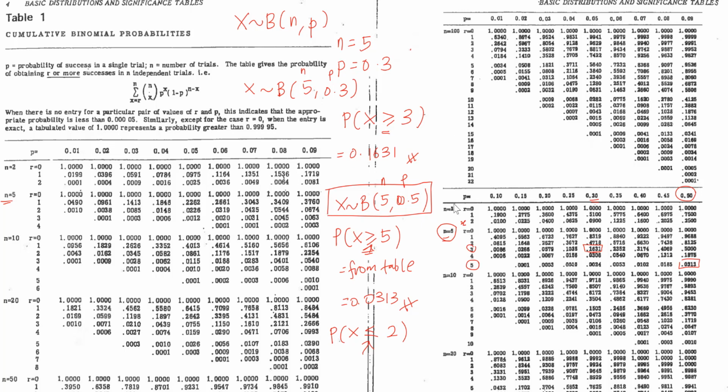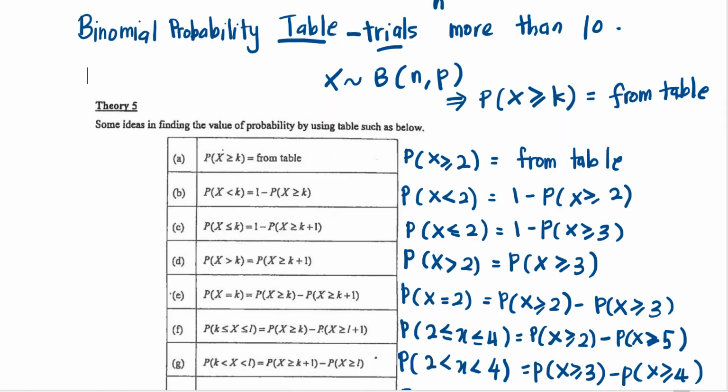No, we cannot. We can only get the answer straight from the table if we have the symbol of greater than or equal to. Now the question is less than or equal to 2, so how do we get the answer? To solve the problem when X is less than or equal to 2, we have the symbol of less than or equal to.